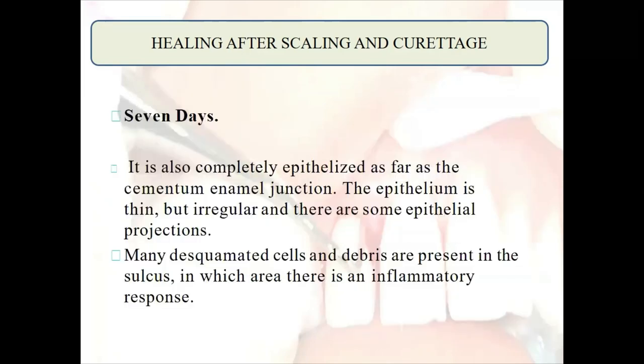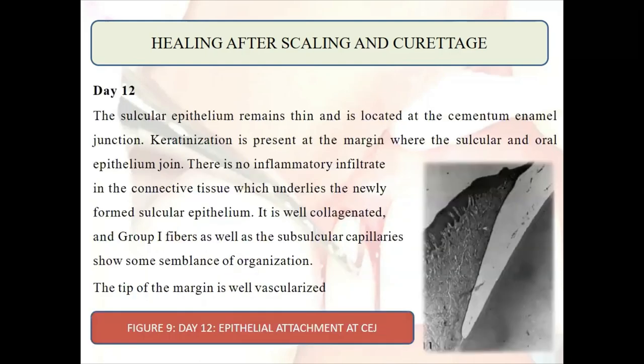On day 7, epithelialization is completely achieved as far as the cementoenamel junction, and the epithelium is thin but irregular, with some epithelial projections. Many desquamated cells and debris can be seen in the sulcular area, in which an inflammatory response is present. On day 12, the sulcular epithelium remains thick and is located at the cementoenamel junction. Keratinization is present at the margin where the sulcular and oral epithelium join. There is no inflammatory infiltrate in the connective tissue underlying the newly formed sulcular epithelium. It is quite well collagenated, and group 1 fibers as well as the sulcular capillaries start showing some organization by now.